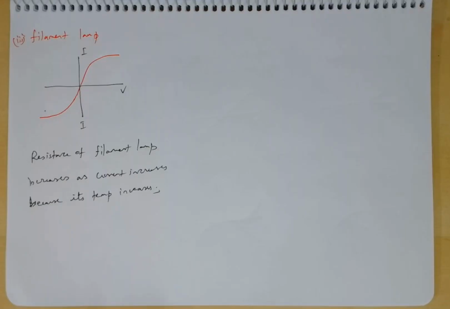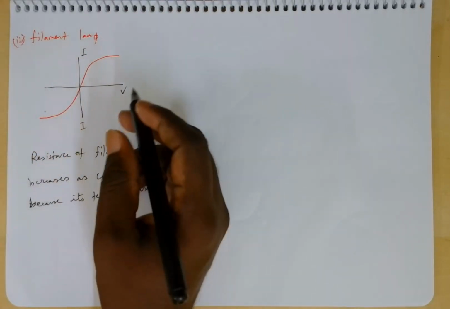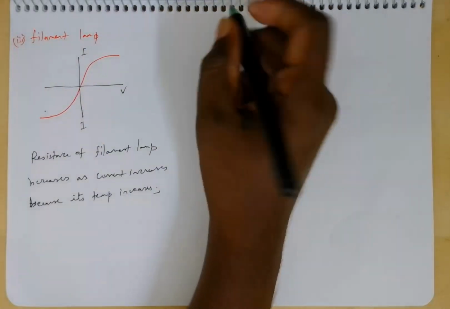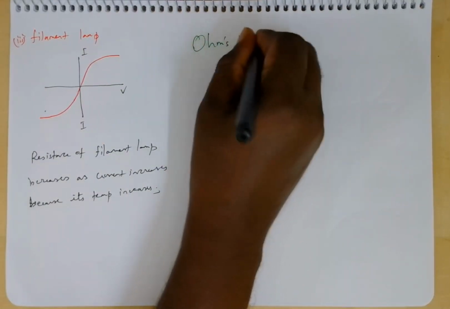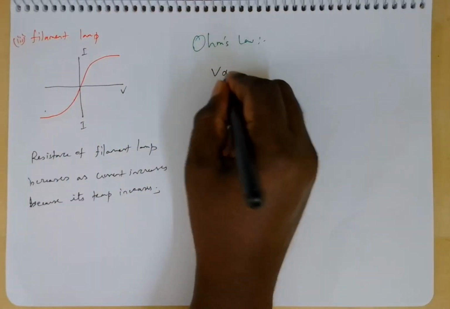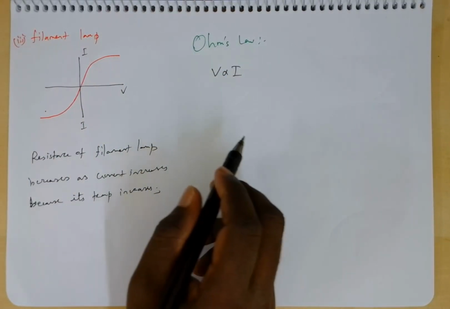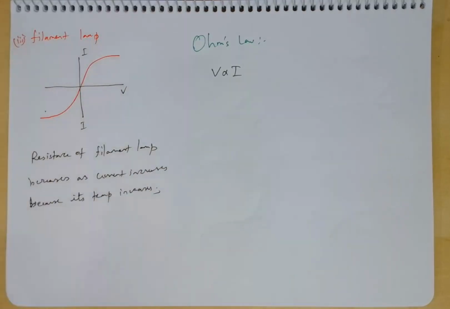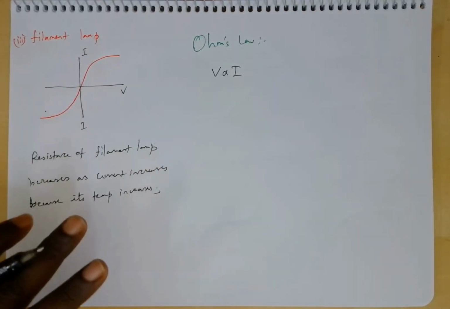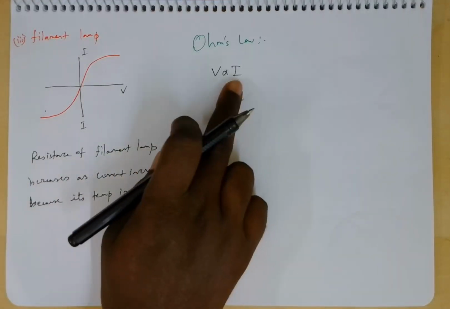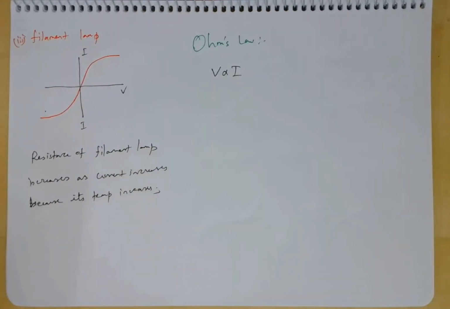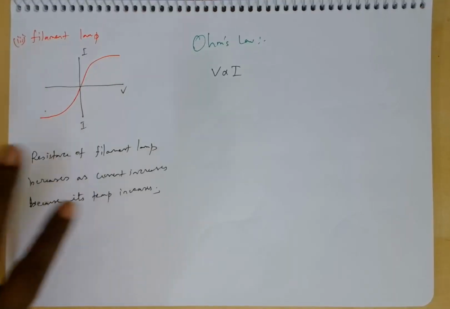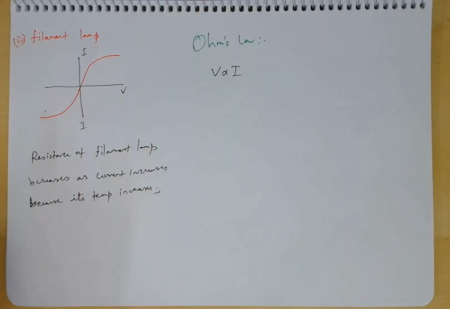Now, we discussed that in whatever conductor, voltage is proportional to current. We call those ohmic conductors. In whatever material, if voltage is proportional to current, if you increase the voltage, current should increase. These conductors are called ohmic conductors. This law is called Ohm's law.